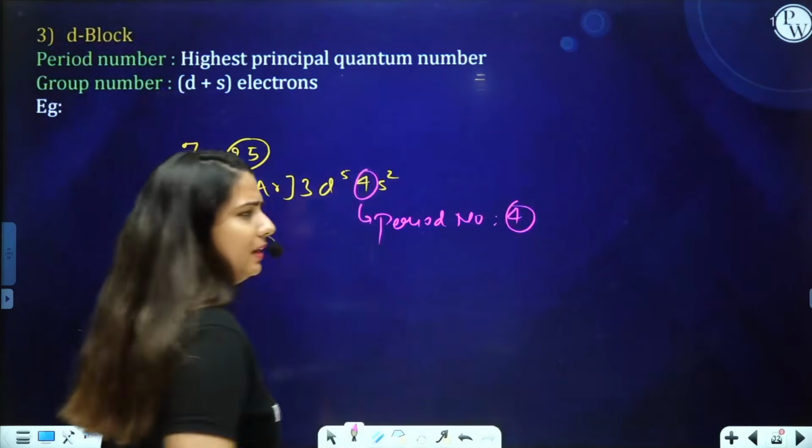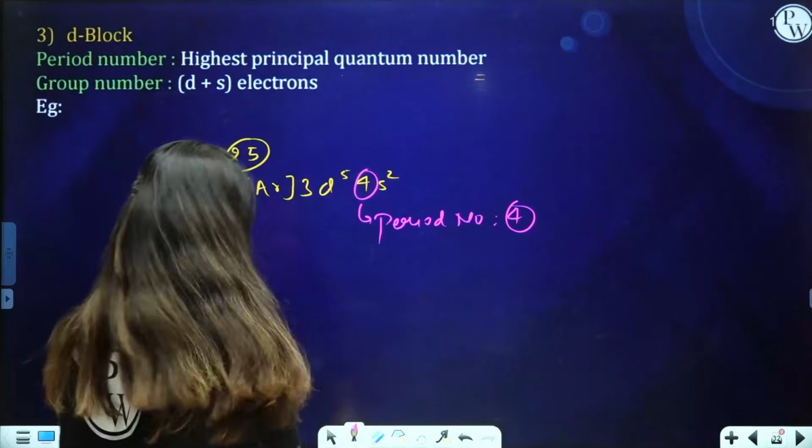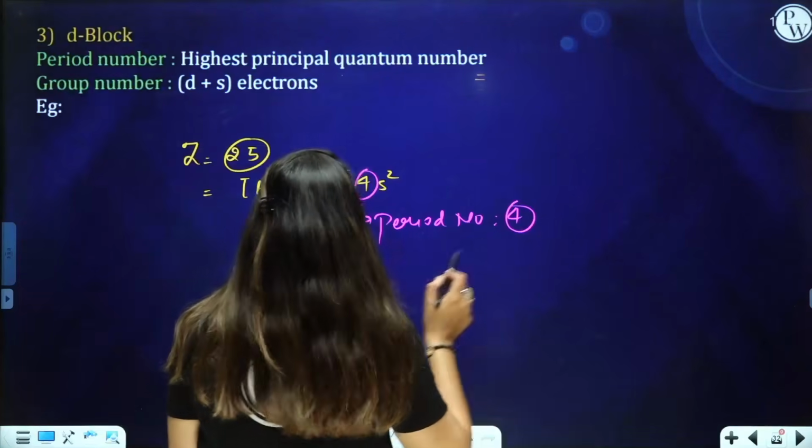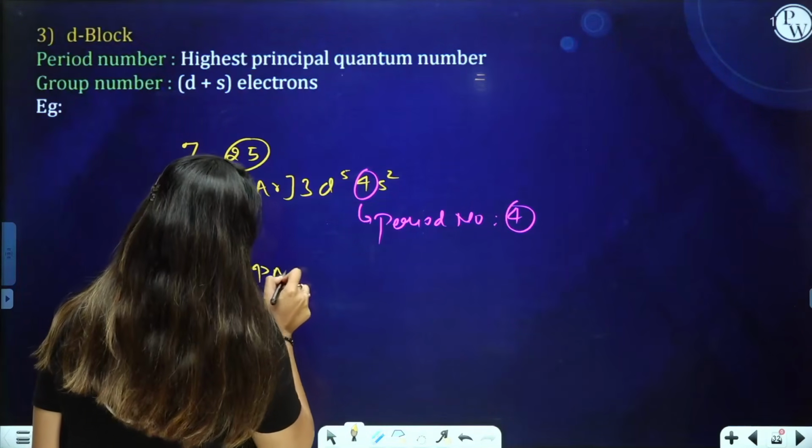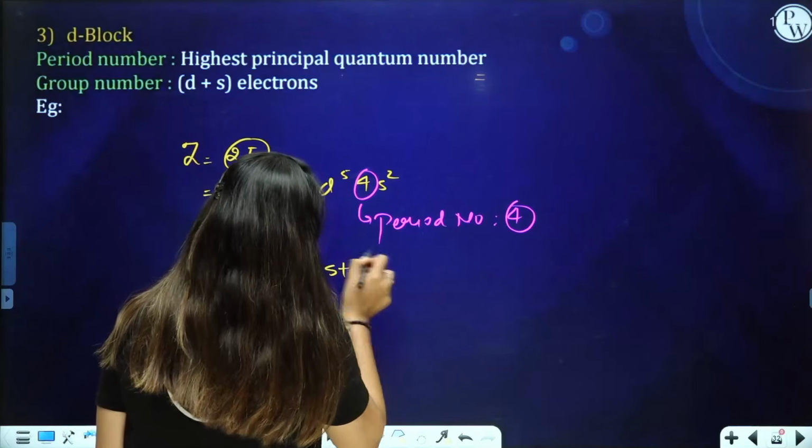You can simply write your period number as 4. Very easily you will get your period number. What about the group number, ma'am? So for the group number, just add s electrons and d electrons.